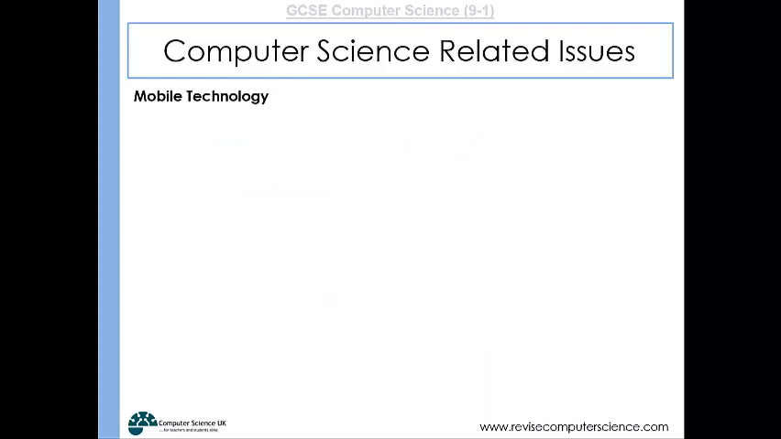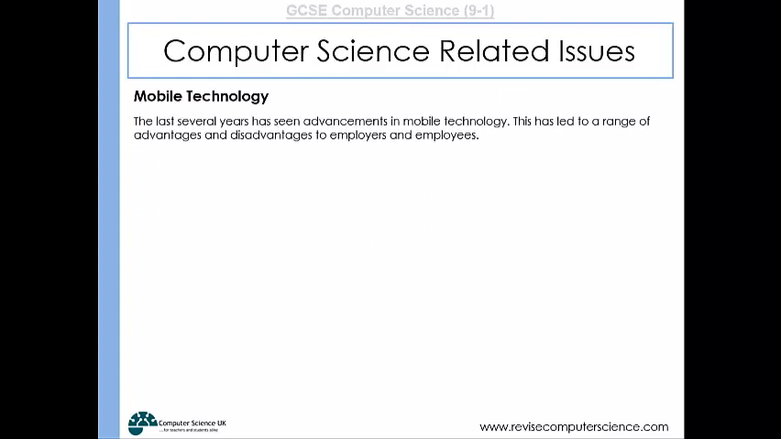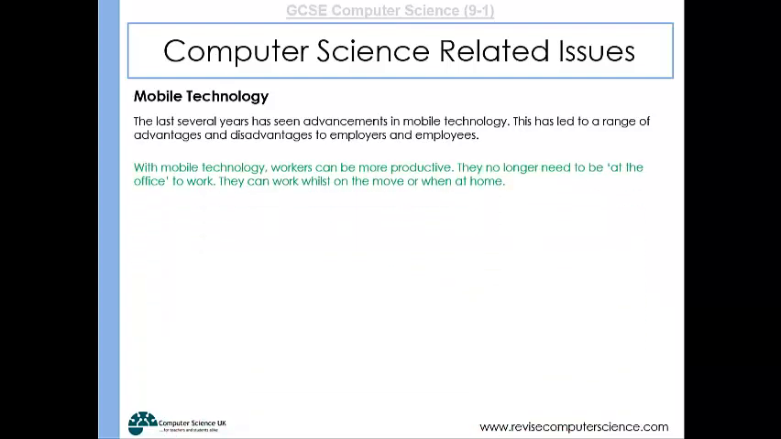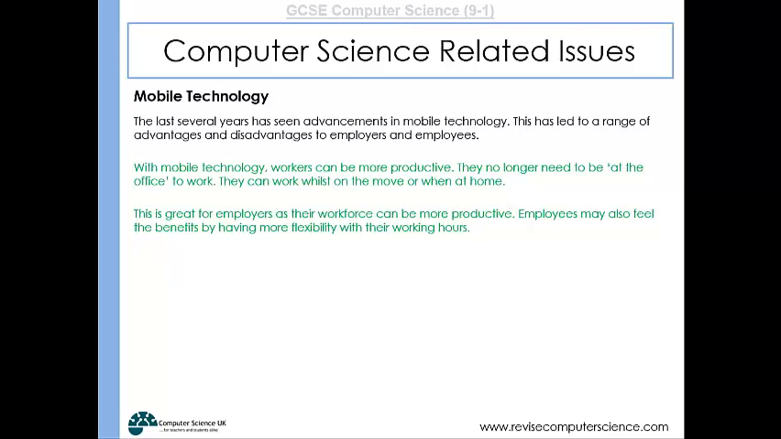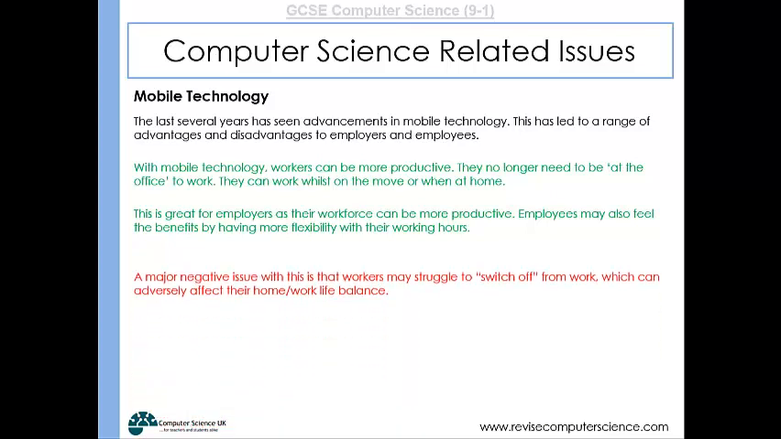So mobile technology is another issue that there's a lot to talk about. The last several years have seen advancements in mobile technology. It's led to a range of advantages and disadvantages to both employers and employees. With mobile technology, workers can be more productive. They no longer need to be at the office to work. They could work whilst on the move or when at home. And this is great for employers, as their workforce can be more productive. Employers may also feel the benefits of being more flexible with their working hours.